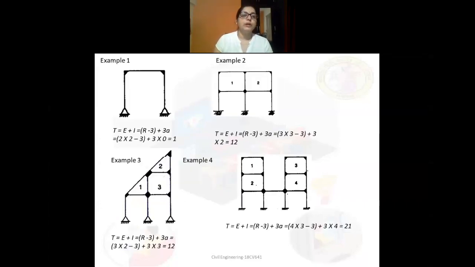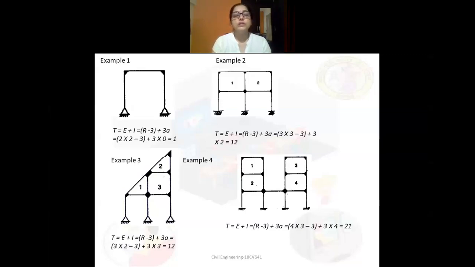So example 1. Here total indeterminacy is equal to external indeterminacy plus internal indeterminacy, that is equal to R minus 3 plus 3A. Reactions: hinge, we know that there will be two reactions, horizontal and vertical. So how many hinges are there? Two hinges. So altogether four reactions. 4 minus 3 is the external indeterminacy. Internal indeterminacy is 3 into A.